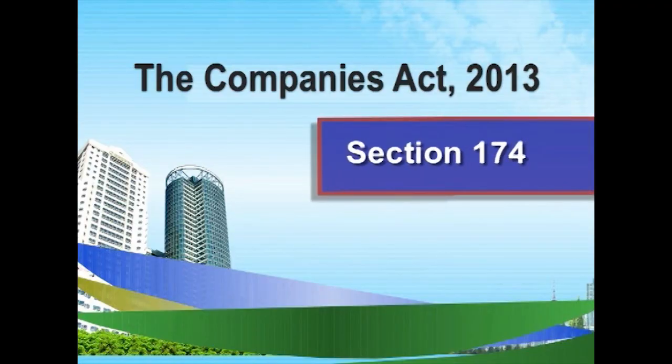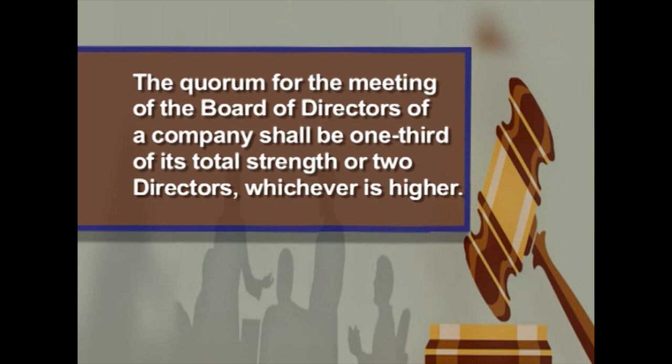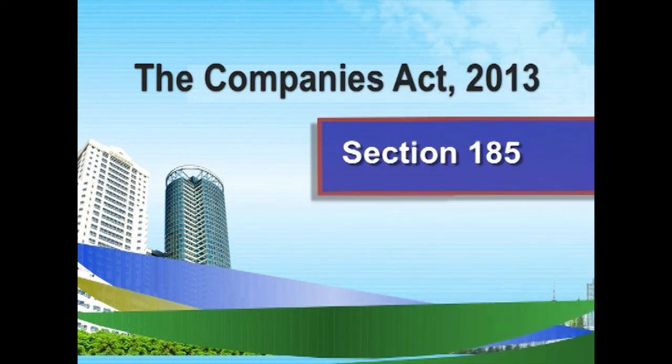Section 174 of the Act provides that the quorum for the meeting of the board of directors of a company shall be 1/3 of its total strength or 2 directors, whichever is higher. Section 185 of the Act prohibits the companies to lend money to its directors.